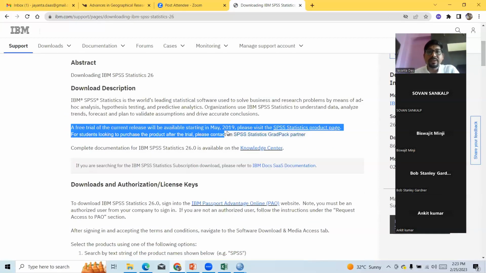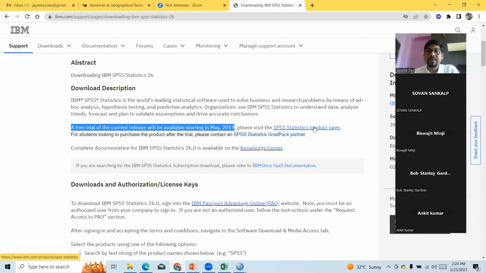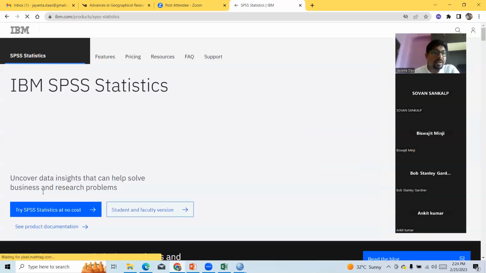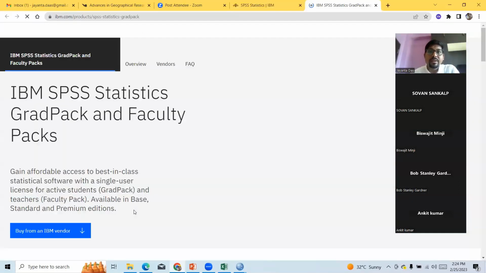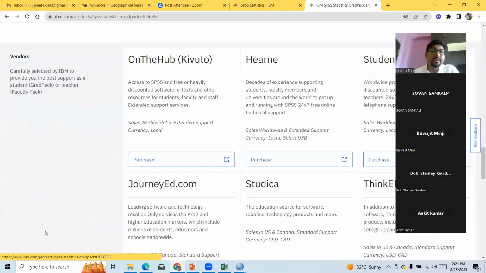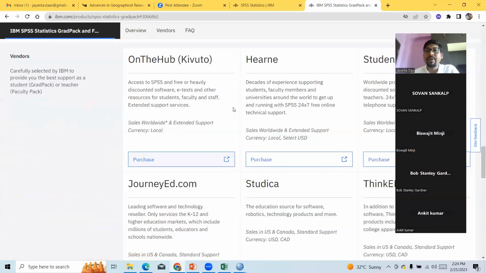A free trial version is available. You can directly click on that. You can directly download this, try SPSS Statistics at no cost. Okay. Then you can use it. Or if you want to purchase it, then you have to click here. Then buy from IBM vendors. You have to click there. There are lots of vendors there. I think this vendor provides a lower price.